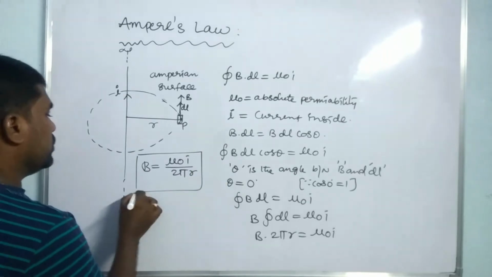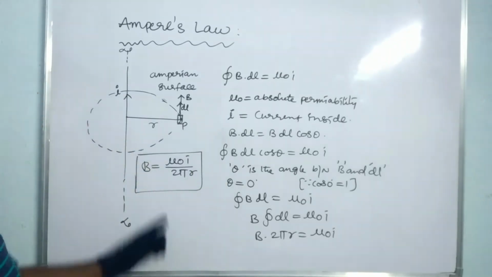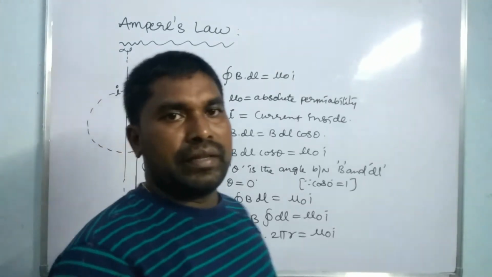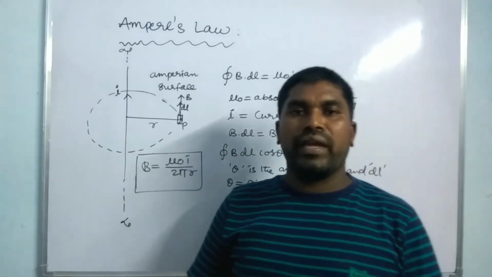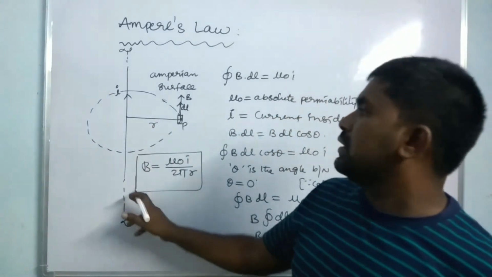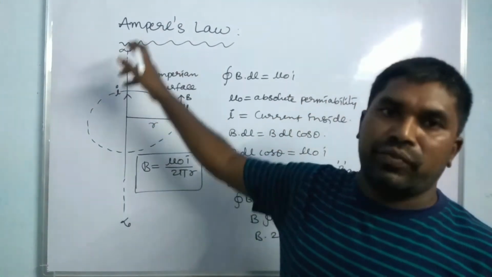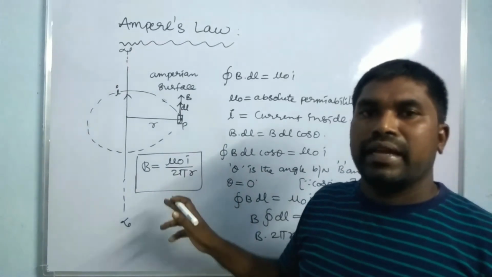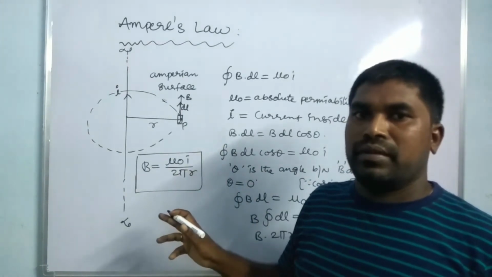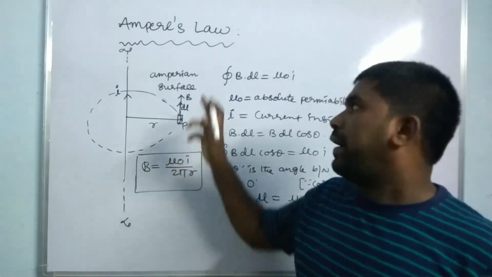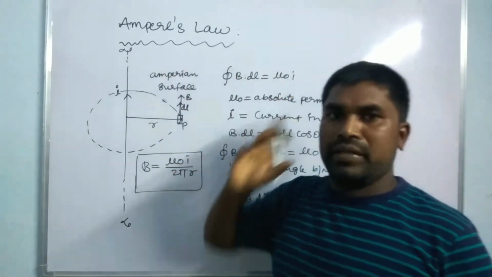So this is the net magnetic field of an infinite current carrying straight wire, due to Ampere's law.